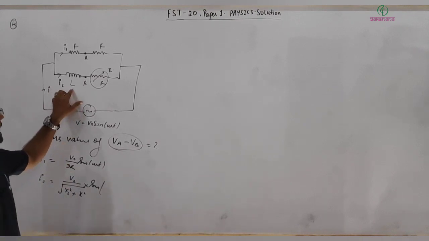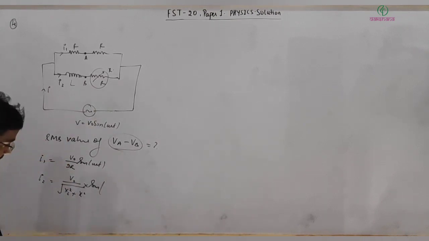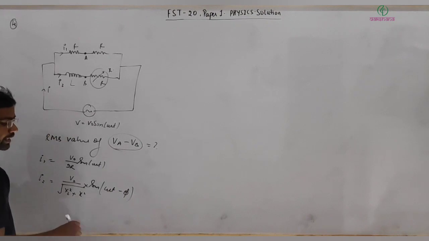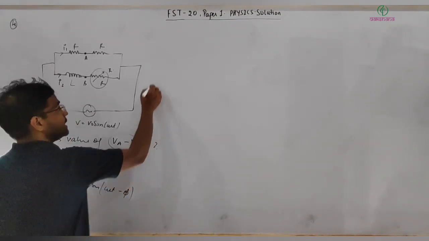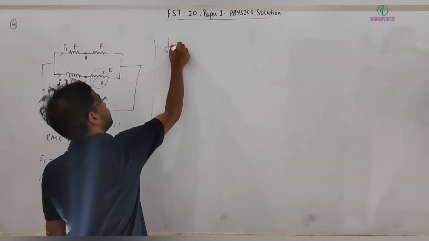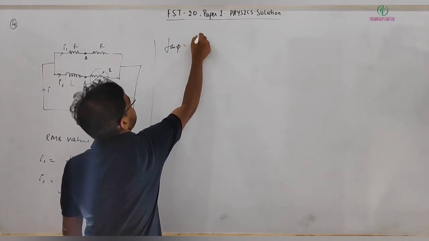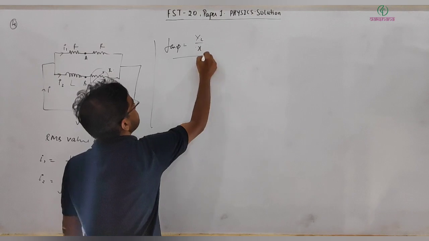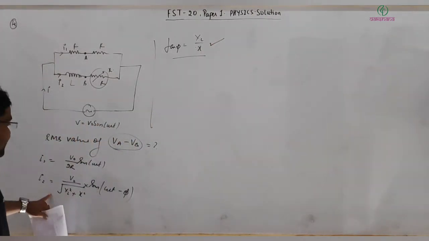here it's an LR circuit, and in case of an LR circuit our current lags behind, so this is omega t minus some phi. We don't need exactly phi, but still we can write tan phi is equal to XL divided by R. So this is your I2.